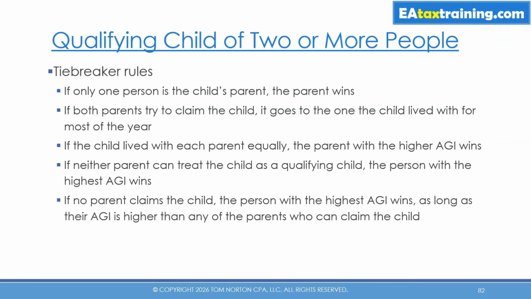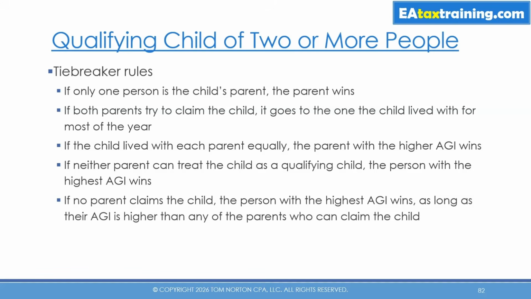But what if you have a situation where the child lives with each parent equally? In that case, the parent with the higher adjusted gross income wins. So if the child lives with both parents equally, the parent who makes the most money is the one who is going to take the child as a dependent.